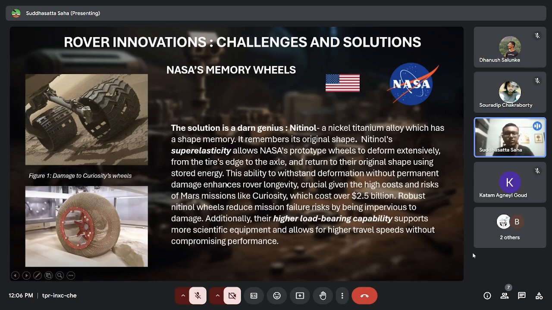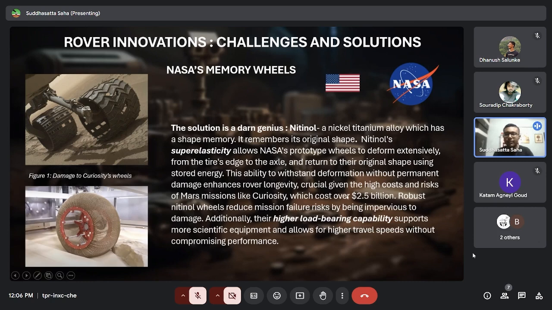But the lunar rovers had some sort of lightweight steel mesh wheels. Like, this is a solid continuous wheel surface, but they had some sort of steel mesh wheels. But this is again a wheel made up of nitinol, and it is not only increasing the lifespan, it is also cost effective, because you all know, I have given a figure here, 2.5 billion is the cost of a Mars mission, like Curiosity or Perseverance for that matter.